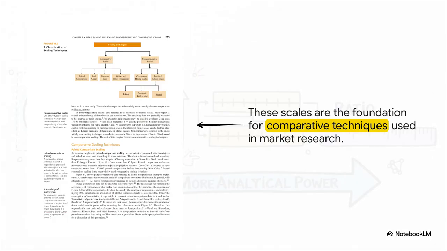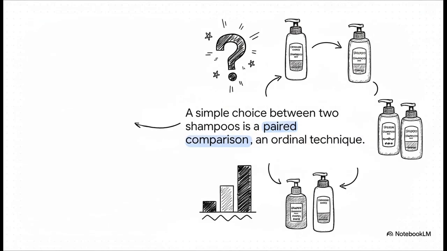And researchers use these fundamental scales to build all sorts of clever tools. One common type of tool involves asking people to make direct comparisons, forcing them to choose one thing over another to really get at their true preferences. For instance, a super simple question like, which of these 2 shampoos do you prefer? That's a classic way to get ordinal data. It's a research technique built directly on the principles of that ordinal scale we were just talking about.